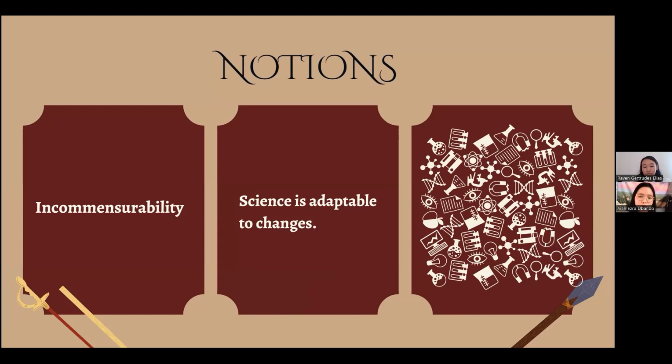Additionally, again, as per our own understanding with regards to this book, Kuhn views science as something that is adaptable to changes.